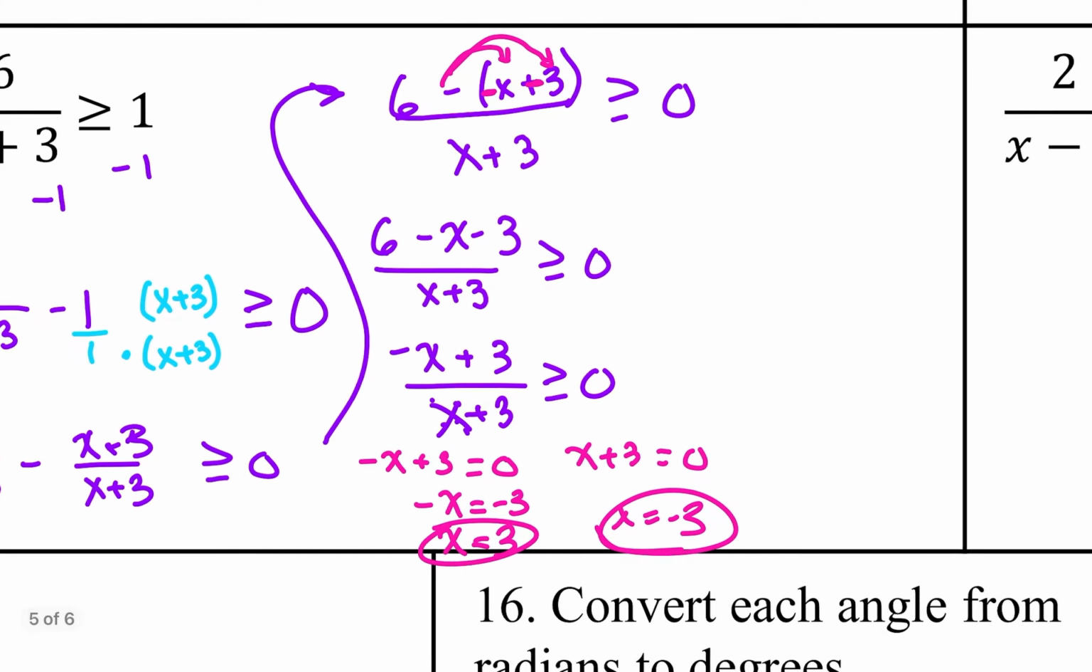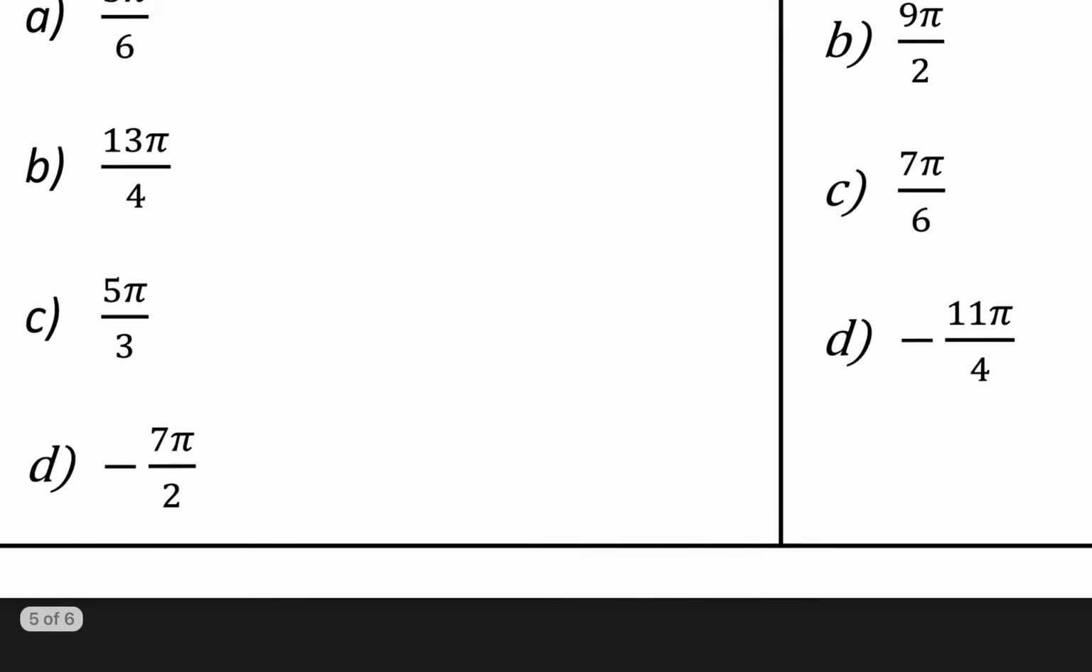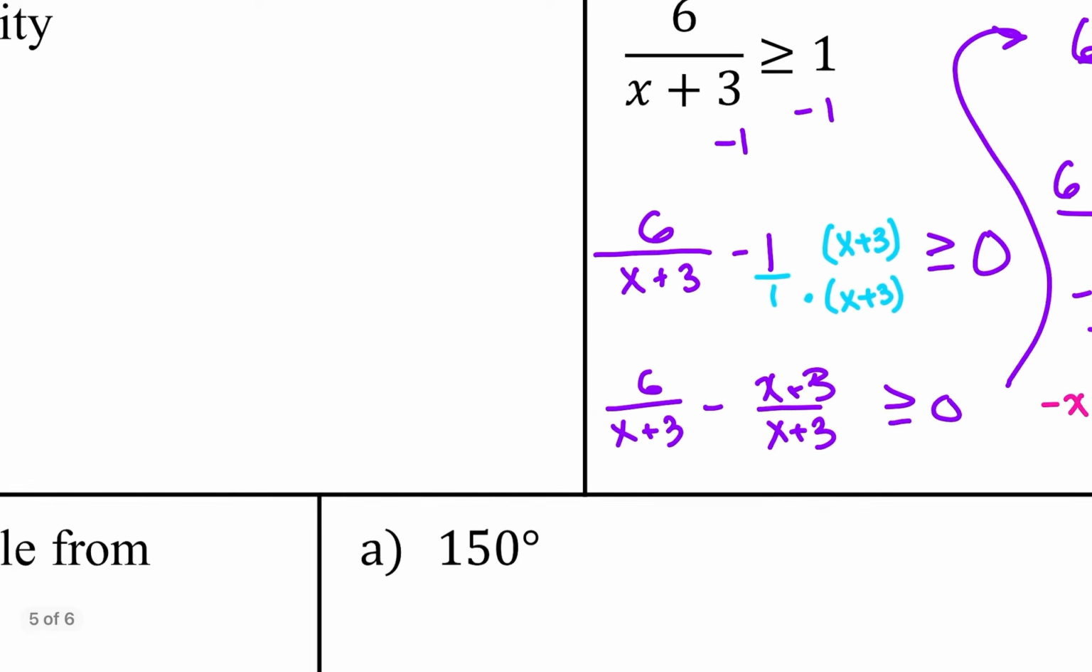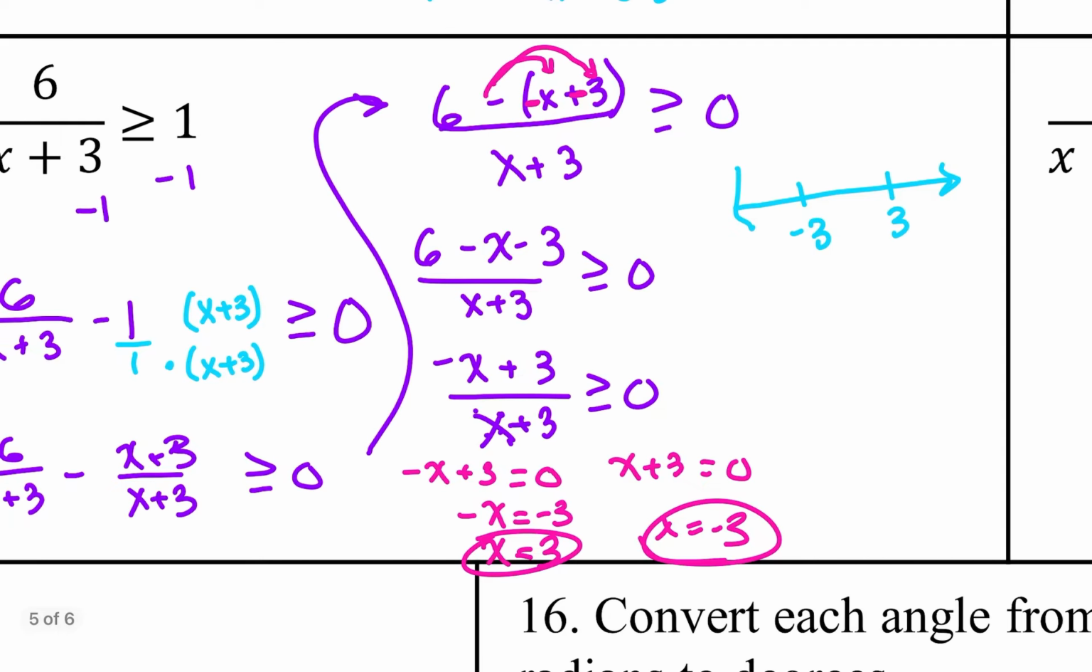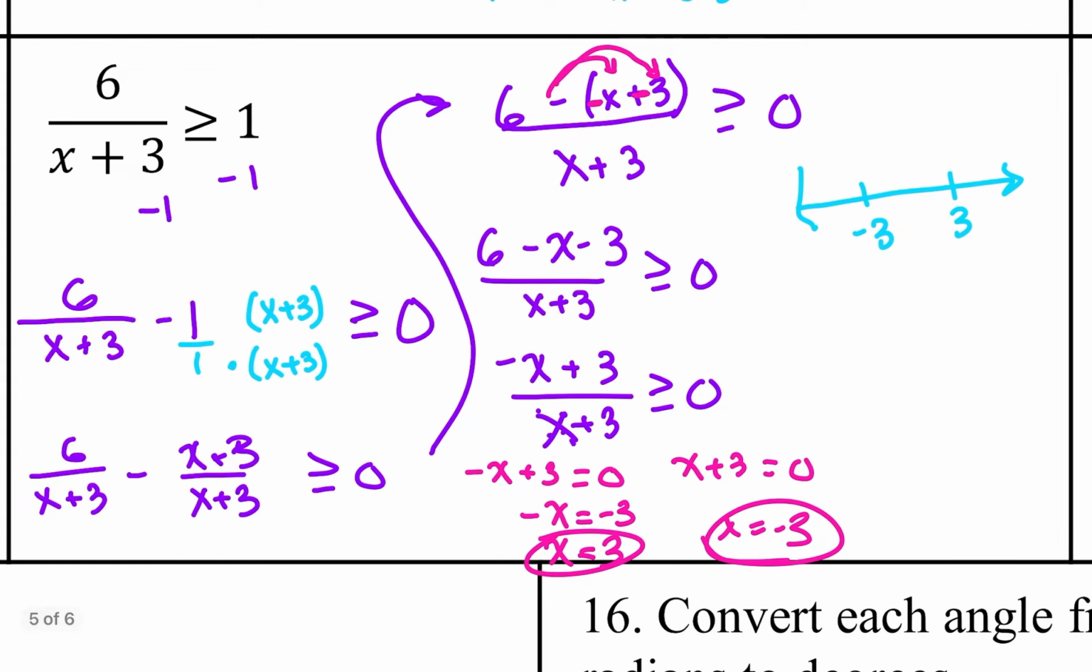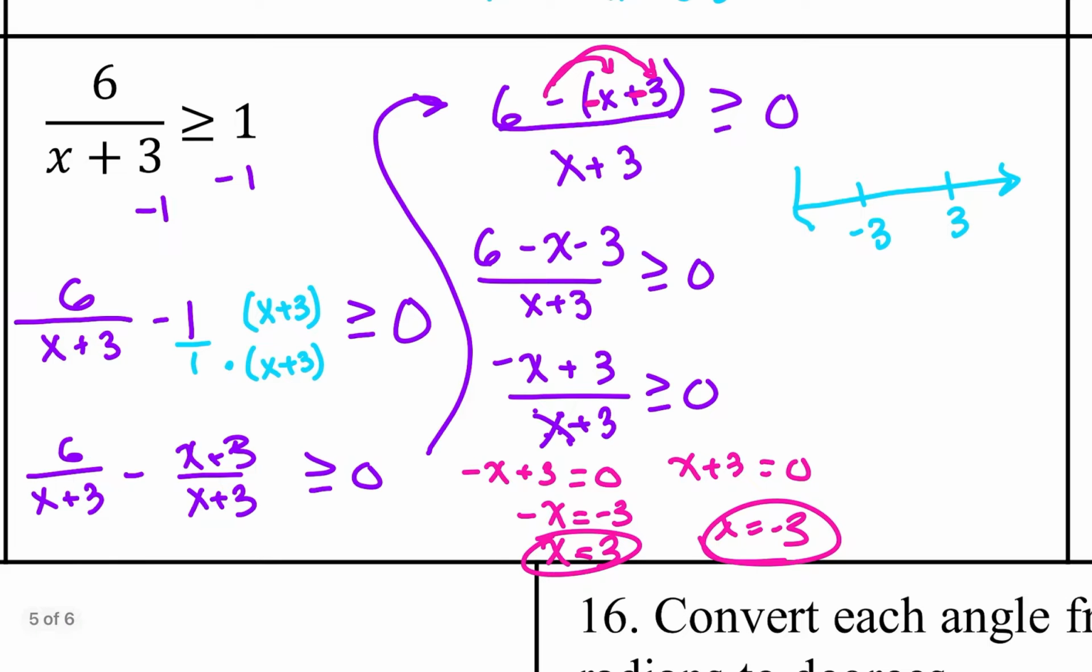All right, what we're going to do now is create a number line. Sorry, we want to create a number line here. So I want a number line that has these two key points on it. So I've got a key point at negative 3 and at positive 3. And what I'm going to do is go back to this problem right here, and I'm just going to plug these numbers in and see what happens.